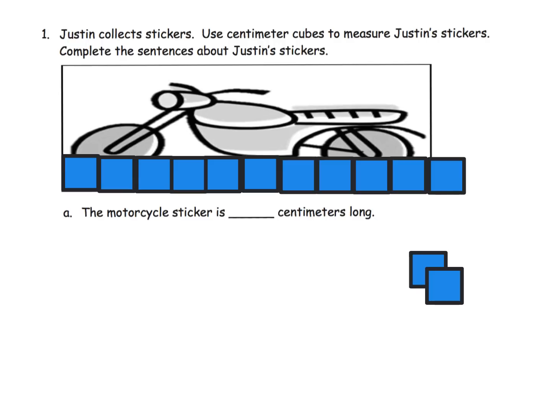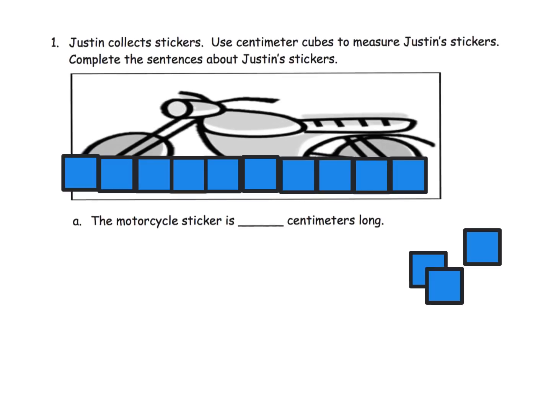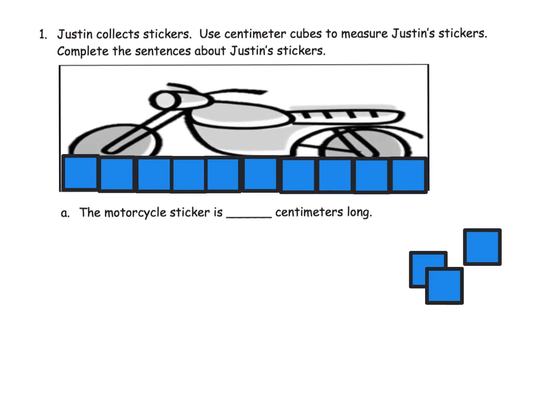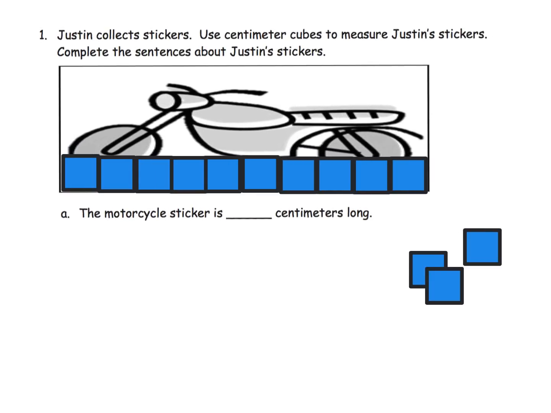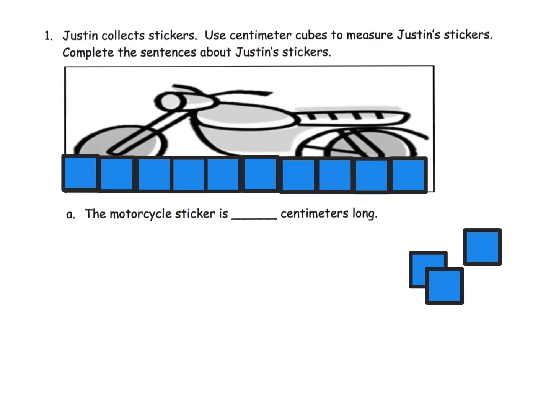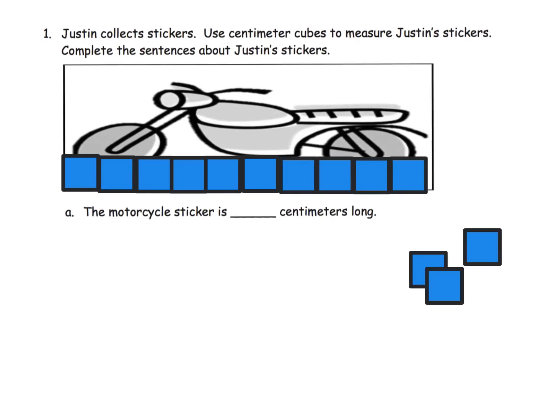Okay, so let's count. 1, 2, 3, 4, 5, 6, 7, 8, 9, 10, 11. So we've got 11. Boy, I don't know, it's so close to 10, isn't it? So it's really close to 10, but it's not quite 10, so we're going to call it about 10 or 11, a little bit more than 10.